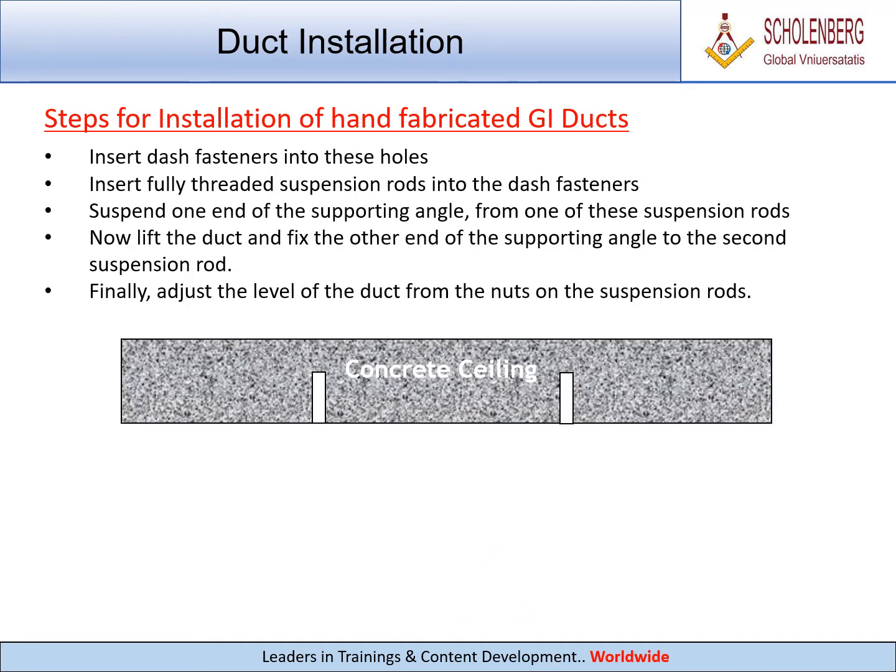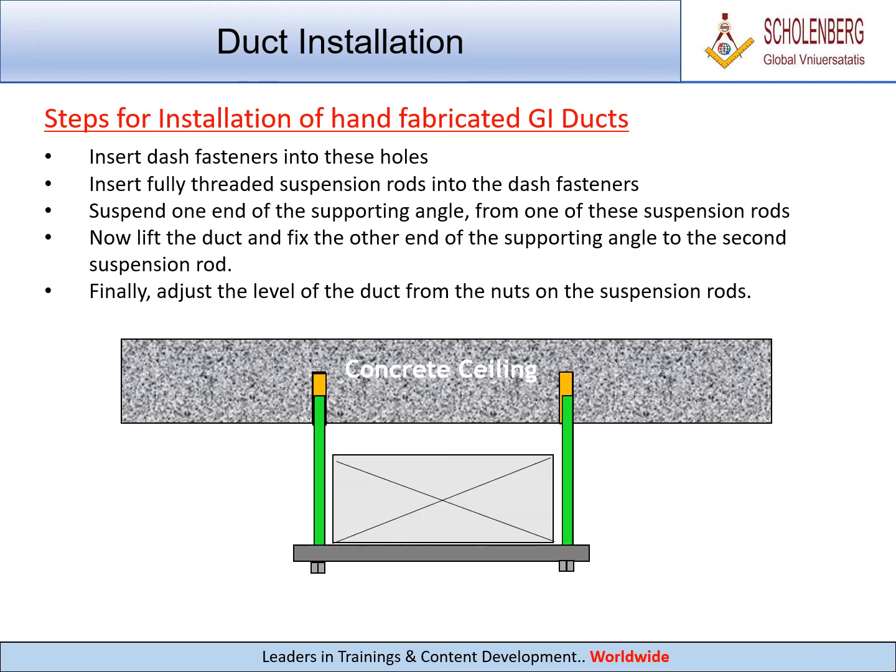Insert dash fasteners into these holes. Insert fully threaded suspension rods into the dash fasteners. Suspend one end of the supporting angle from one of these suspension rods. Now lift the duct, and fix the other end of the supporting angle to the second suspension rod. Finally, adjust the level of the duct from the nuts on the suspension rods.